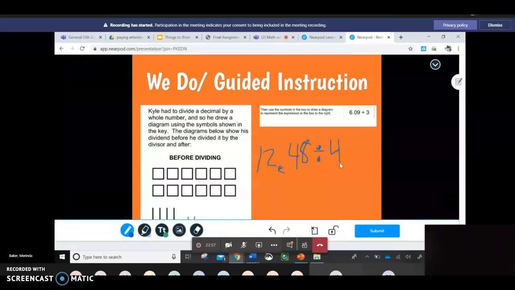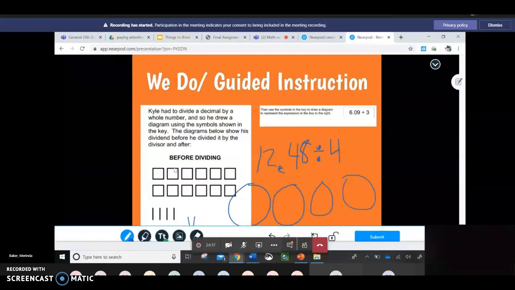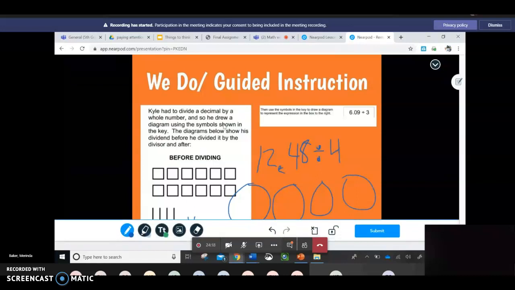So when we were multiplying decimals yesterday, we had to create the groups as we moved along. This time, we're going to go ahead and create our groups before. So I'm just going to create 4 groups because I know that I'm splitting this 12 and 48 hundredths into 4 groups.